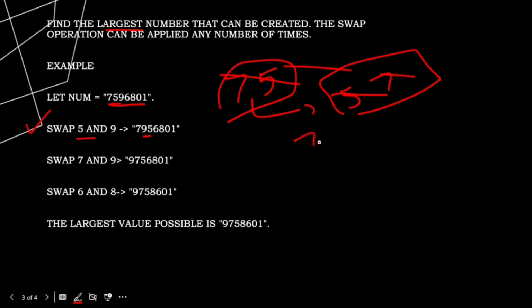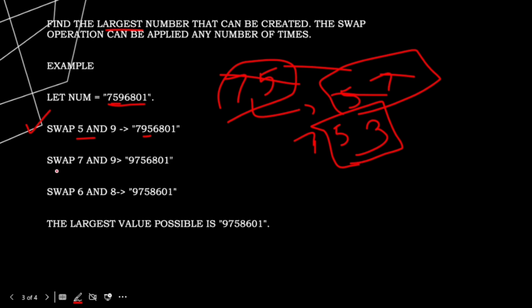Suppose you have 5 and then 3. There is no point in swapping 5 and 3, because they are already in the correct position, meaning the larger number is already present before the smaller number. So there is no point in swapping these two numbers. This is one point you should remember.